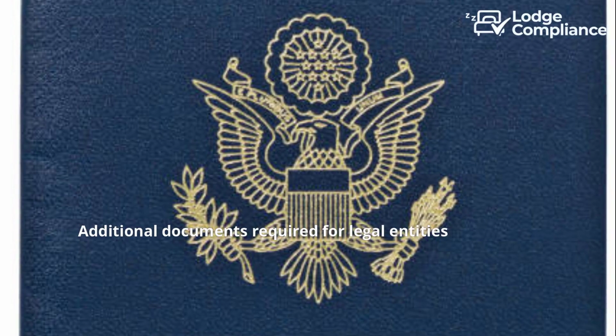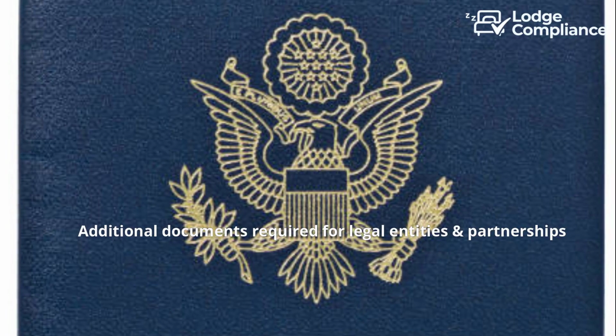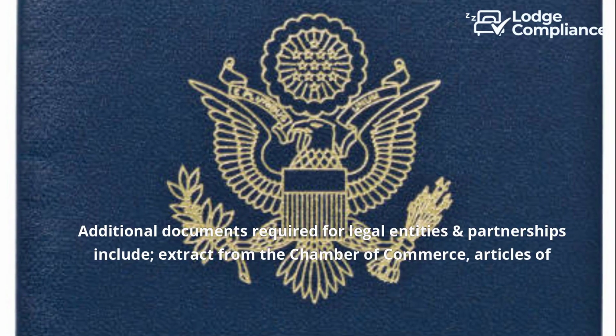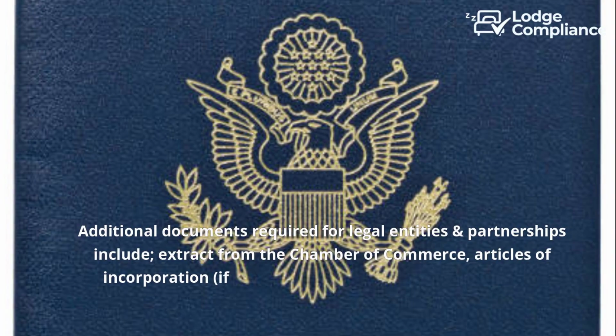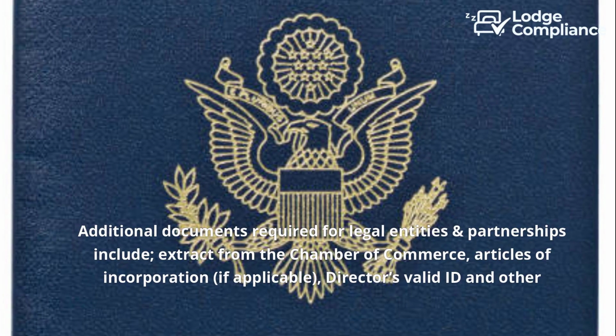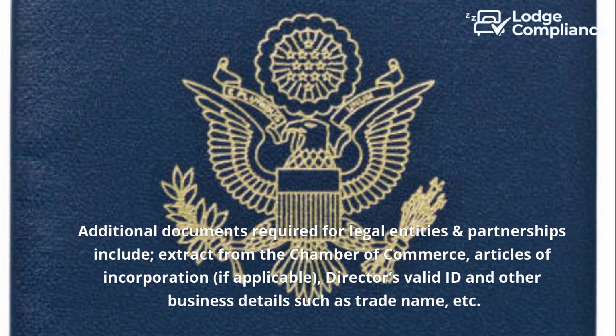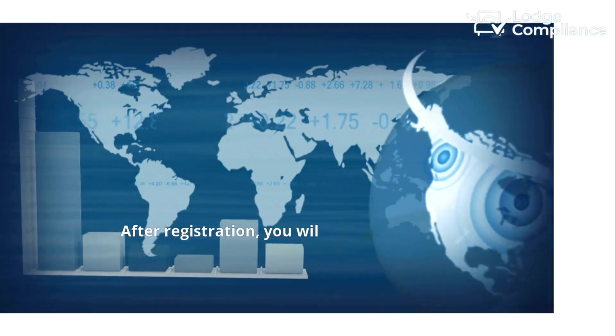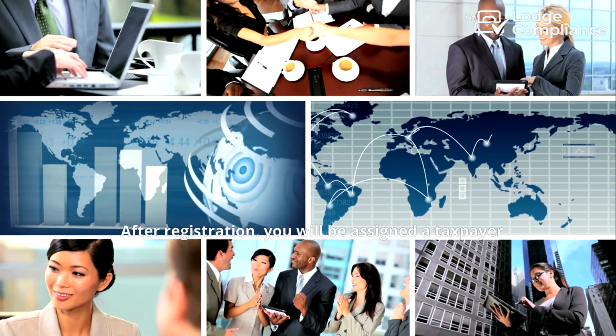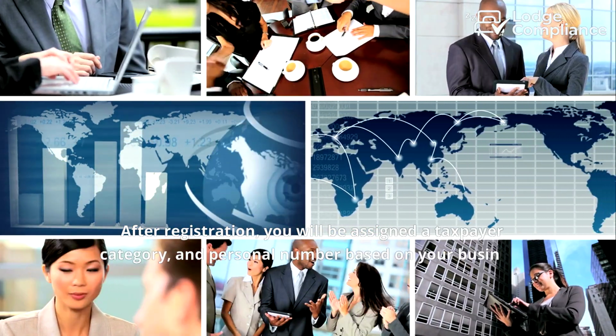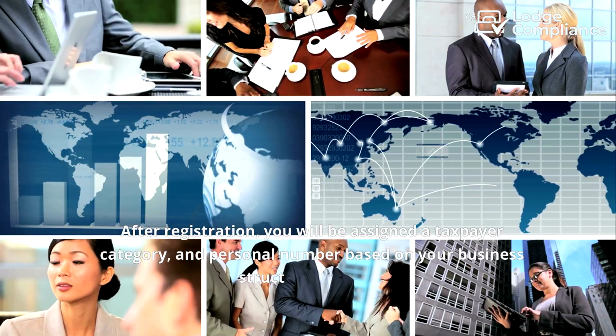Additional documents required for legal entities and partnerships include an extract from the Chamber of Commerce, articles of incorporation, if applicable, director's valid ID and other business details such as trade name, etc. After registration, you will be assigned a taxpayer category and personal number based on your business structure via email.